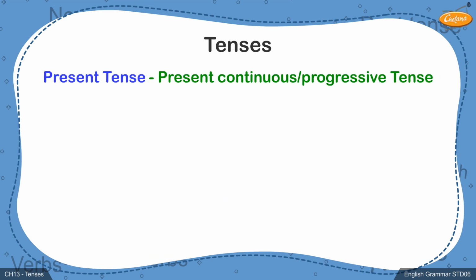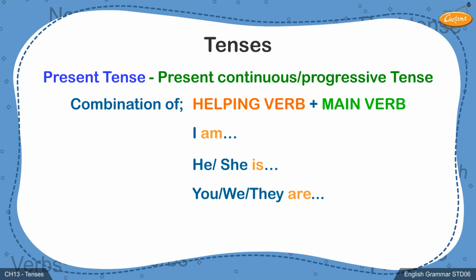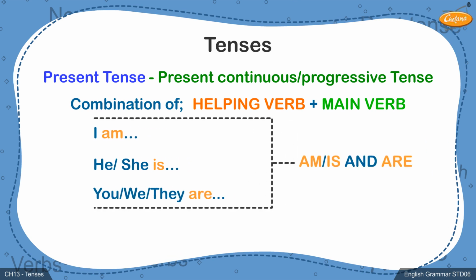Next, we will learn about present continuous tense. This tense form is a combination of helping verb plus main verb. 3 helping verbs are used in present continuous tense, and they are used along with the following pronouns. I am. He or she is. You or we or they are. Am, is and are are the 3 helping verbs.